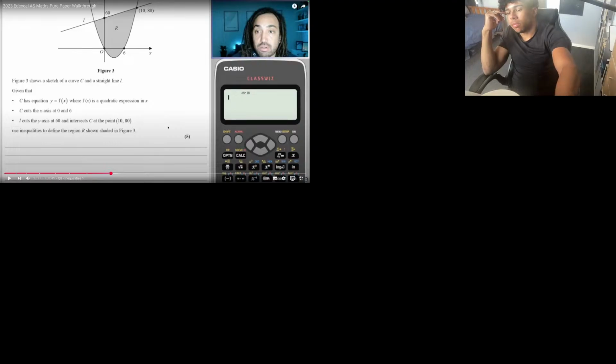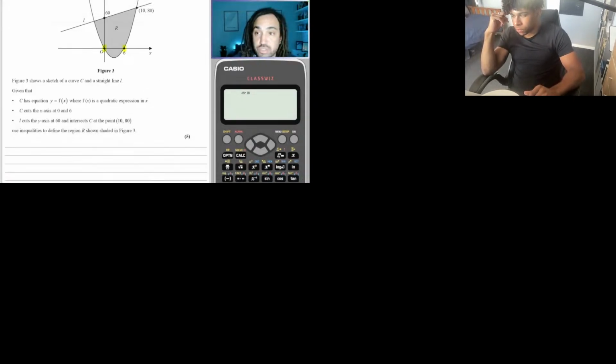Now, what we do know is we know the roots of the quadratic, which is useful because we can write it in factorised form. So we could write y is equal to x, well, x minus 0, so that's just x, and x minus 6. So this would work. This would be a quadratic which has roots at 0 and 6. But it's not the only quadratic that has roots at 0 and 6, because you can stretch a quadratic up by multiplying it by a certain value. So let's call it a.